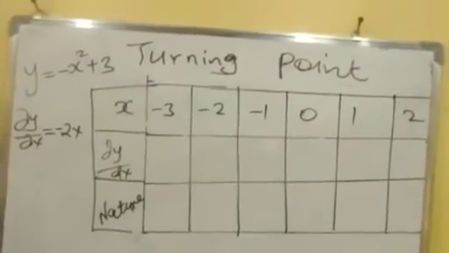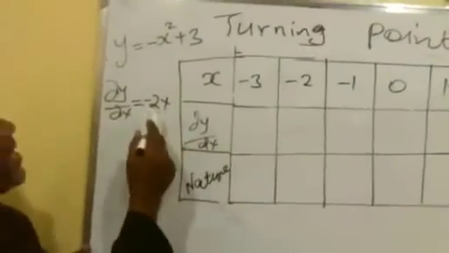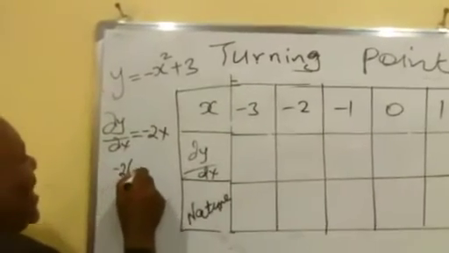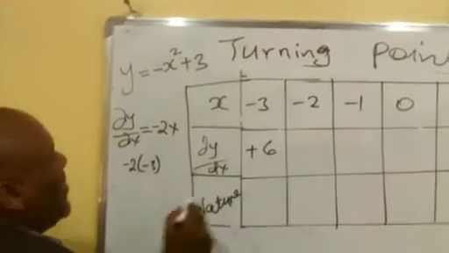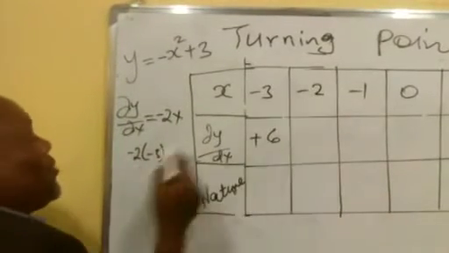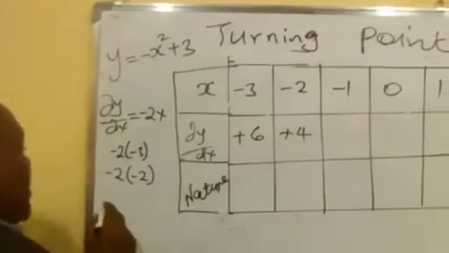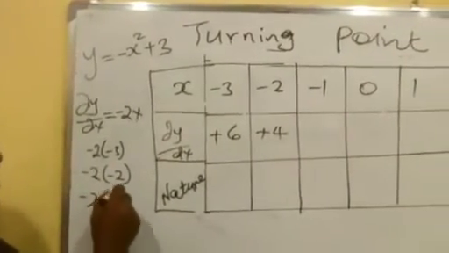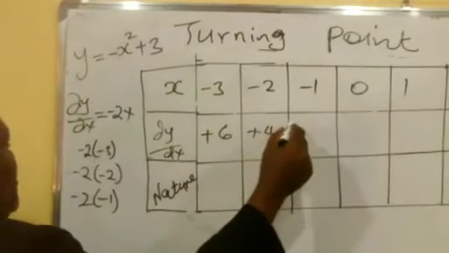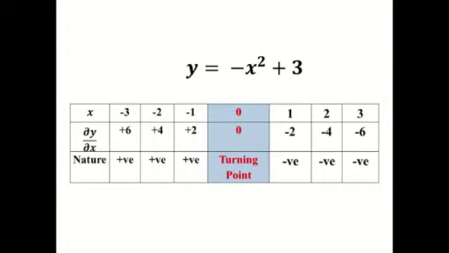Now if we want to get the gradient at this point, it is negative 2 times negative 3, so this one will be positive 6. Then the one that follows, at point negative 2, it will be negative 2 times negative 2, which is positive 4. Then again, negative 2 times negative 1 is positive 2 here. Then at 0, when you multiply negative 2 with 0, it's going to be 0 there. And again, we have negative 2 times 1, which is going to be negative 2 there.